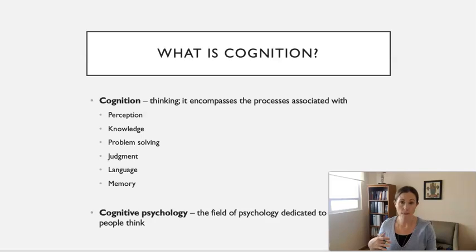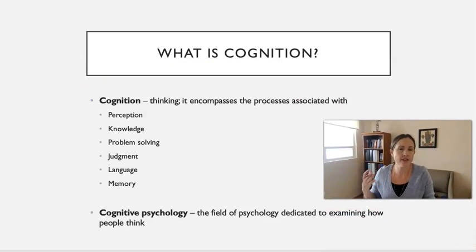But in general, this is the cognition chapter. And cognition is thinking. It's a fancy way to say thinking. It covers a lot of things: perception, which we talked about in chapter 5, knowledge, problem solving, judgment, language, memory, and intelligence. And cognitive psychology is the field that is connected with this.